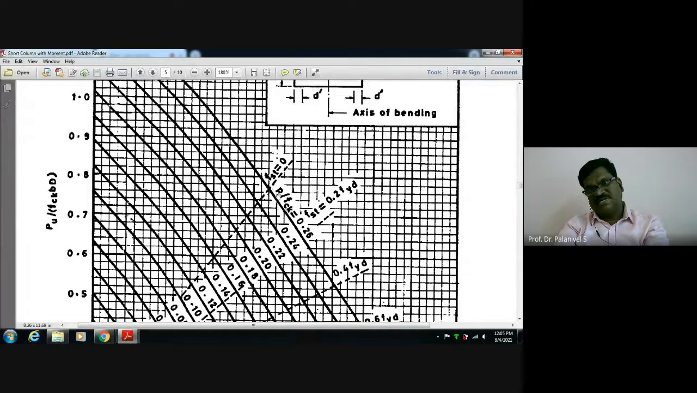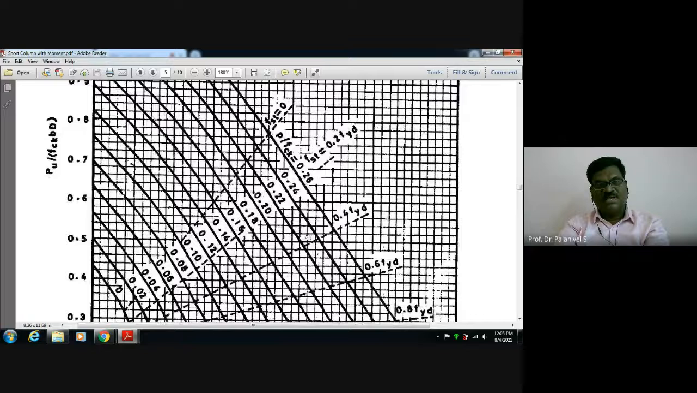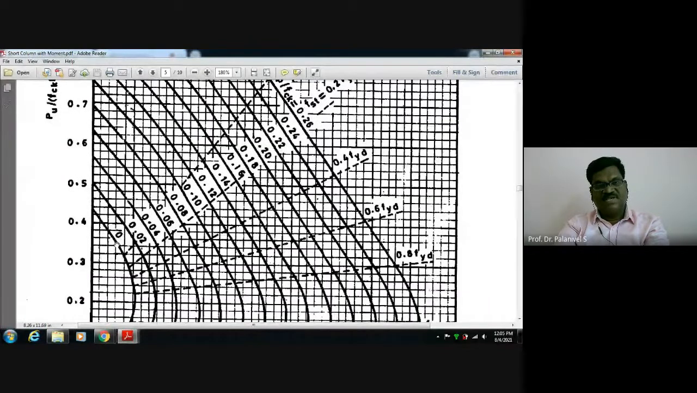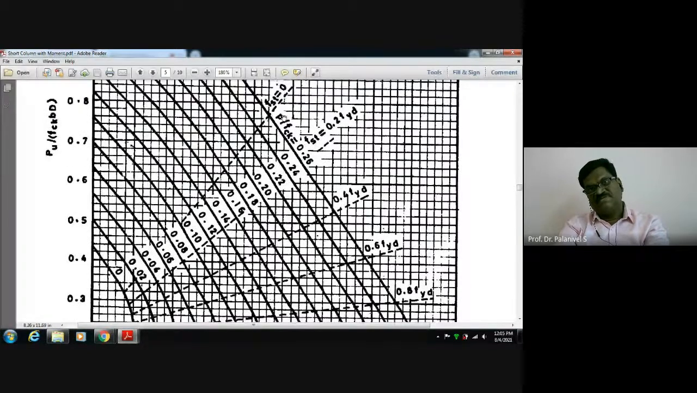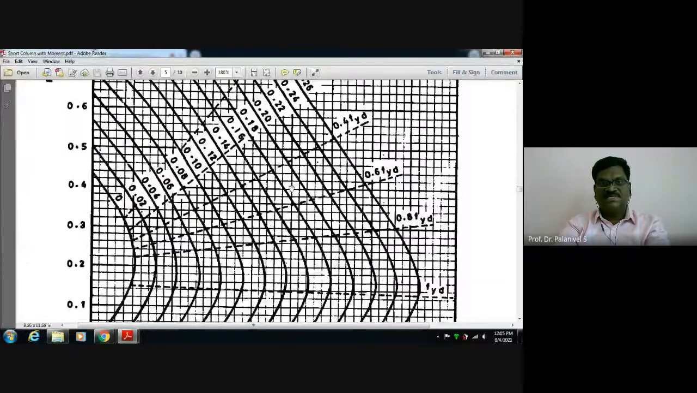In addition to that, it is written percentage of steel divided by fck equal to 0.02, 0.04, 0.06, 0.08. This curve is for 0.08, and this curve is for 0.1. Likewise, in addition to that, the values are written on the curves.